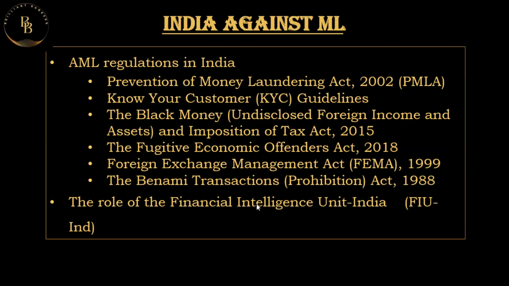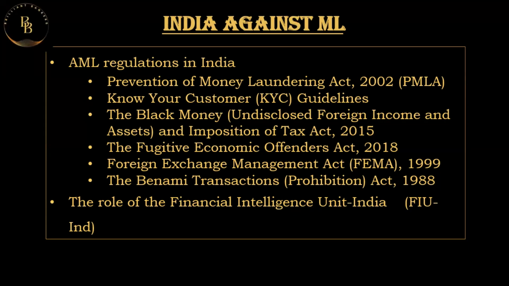What is the role of the Financial Intelligence Unit? It plays a pivotal role in India's AML regime. It was established in 2004 and functions as an independent agency under the Department of Revenue, the Ministry of Finance. So FIU serves as a national center for the receipt, analysis, and dissemination of financial intelligence to counter money laundering, terrorism financing, and other related financial crimes.